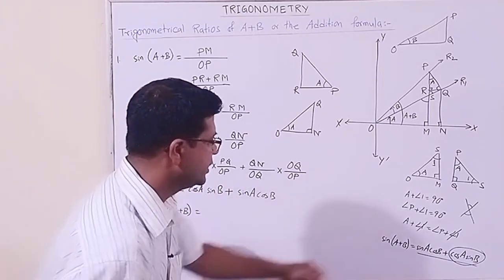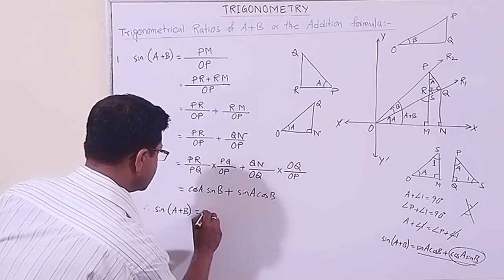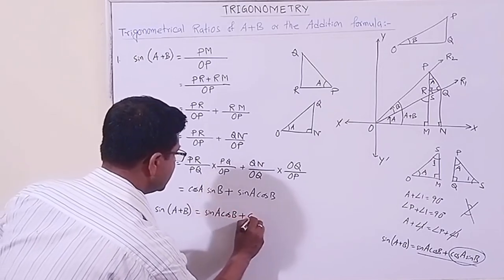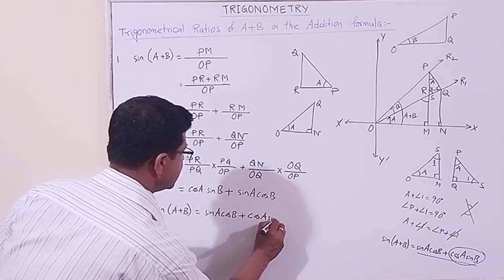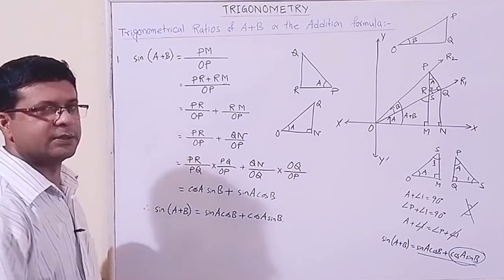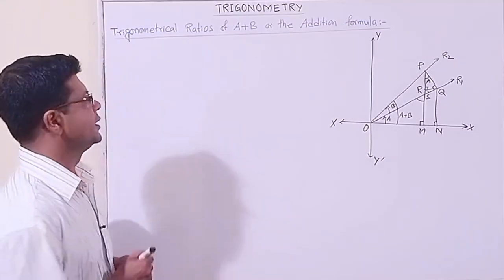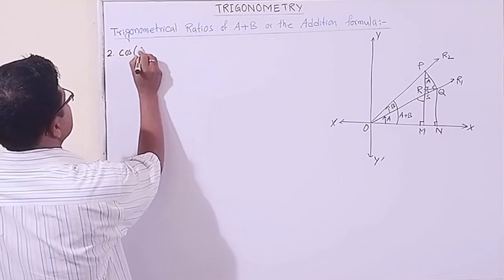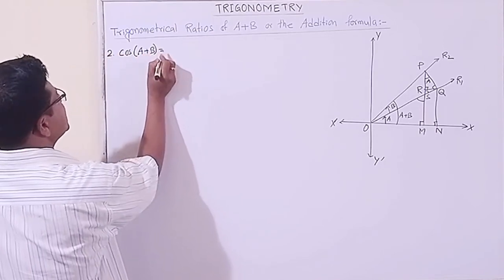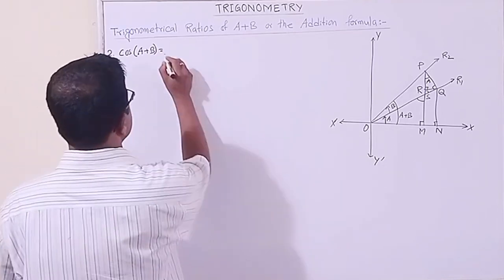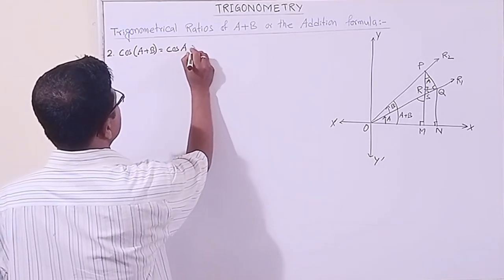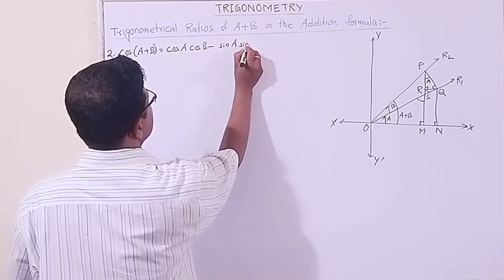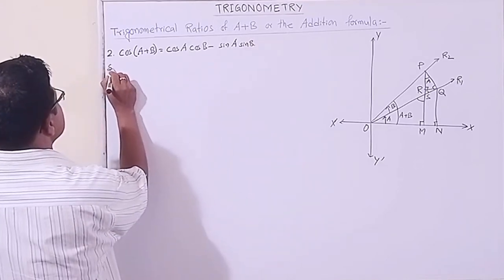Let us write according to that formula. At first sin A cos B plus, what will we write? Cos A sin B. So we have got the first formula. Is it okay? Now my beloved students, we are here to prove the second formula, that is cos of A plus B. I am writing the formula initially so that it is easier to derive it. The formula will be cos A cos B minus sin A sin B. This formula we are going to derive. So let us go for this.